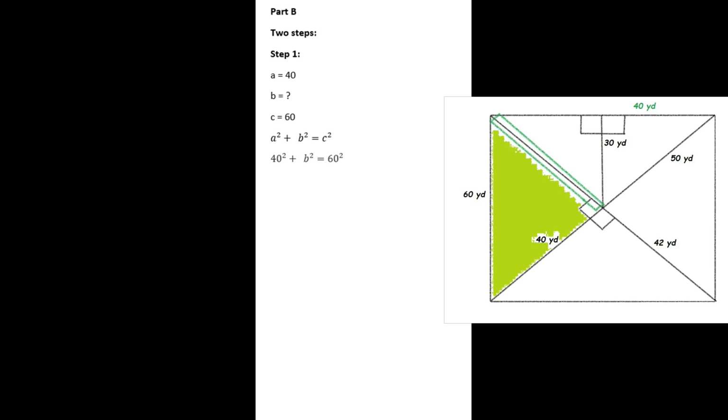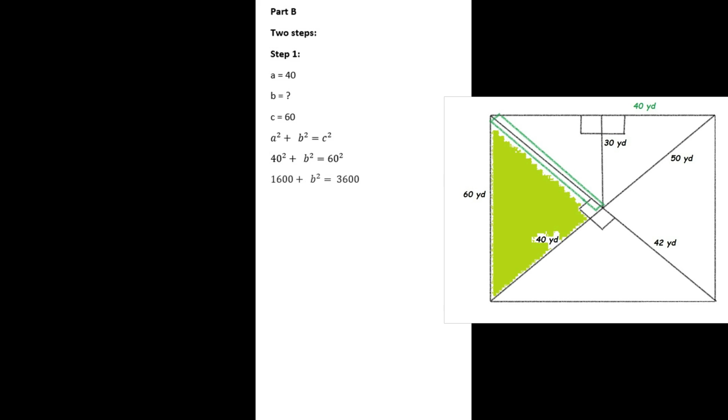This next part of this, part B, has 2 steps in it. So let's take a look. This is the triangle that we're talking about. We see we have one leg, and we have our hypotenuse. The leg is 40, the hypotenuse is 60, and we need that missing leg. So again, B is going to be what we're looking for.